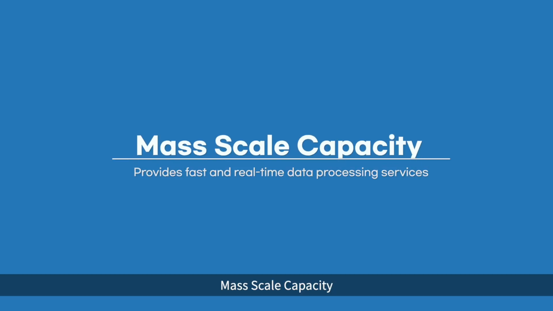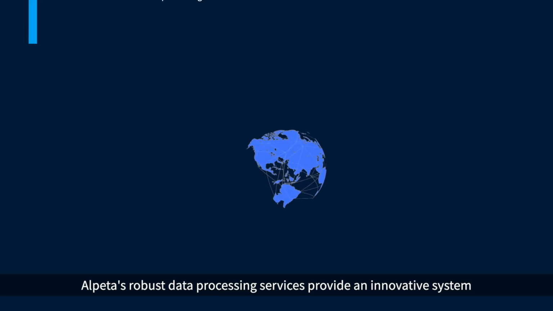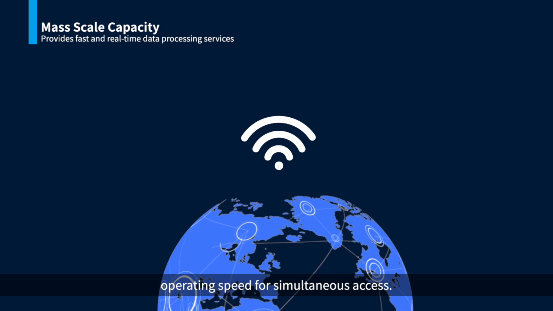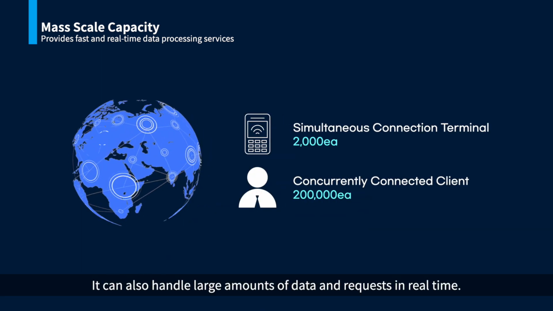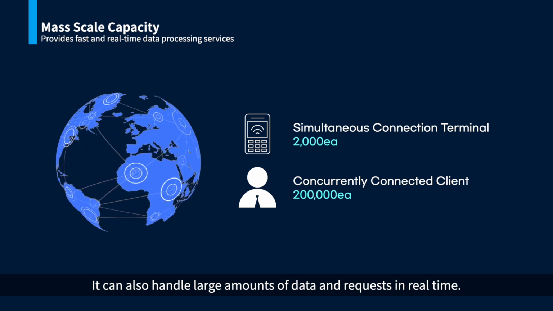Mesh scale capacity. Alpeta's robust data processing services provide an innovative system operating speed for simultaneous access. It can also handle large amounts of data and requests in real time.